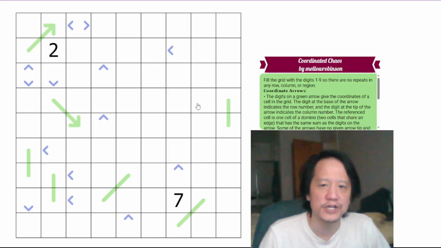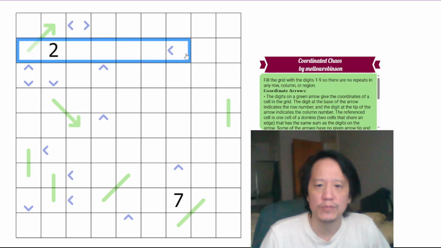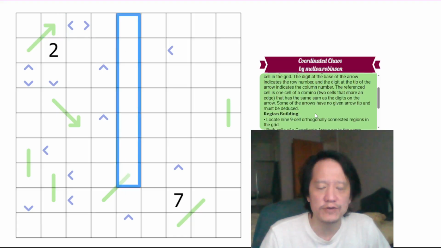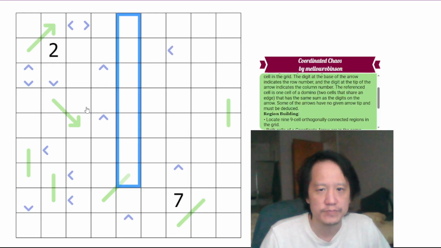We have coordinate arrows, where the digits on a green arrow give the coordinates of a cell in the grid. The digit at the base of the arrow indicates the row number, and the digit at the tip of the arrow indicates the column number. The reference cell is one cell of a domino, that is two cells that share an edge, that has the same sum as the digits on the arrow. Some of the arrows have no given arrow tip and must be deduced.